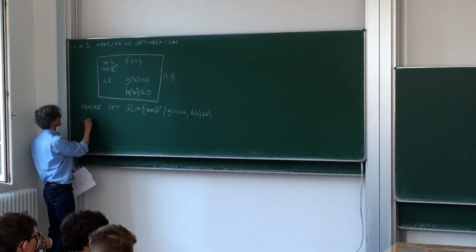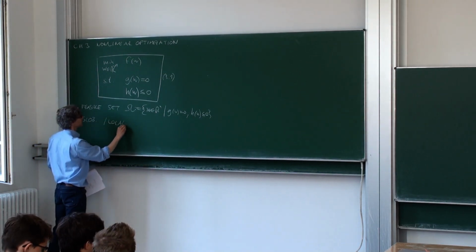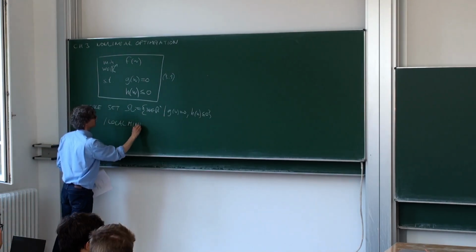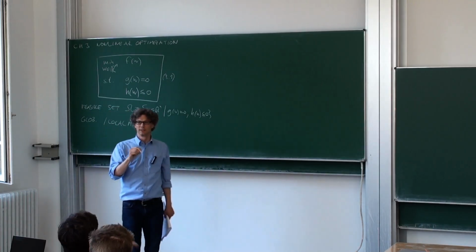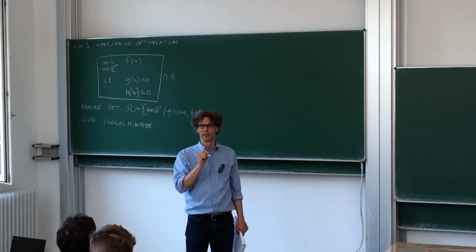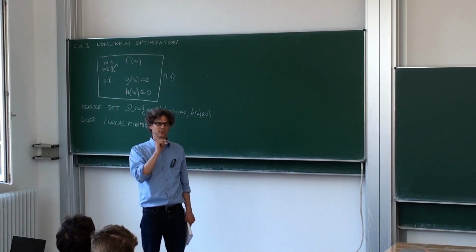And you can also define the local minimizer, or a local minimizer. Maybe I should say that both of these expressions just characterize points. So a point can be a global minimizer or a local minimizer. Of course, there can be several of them, so it's usually not unique.